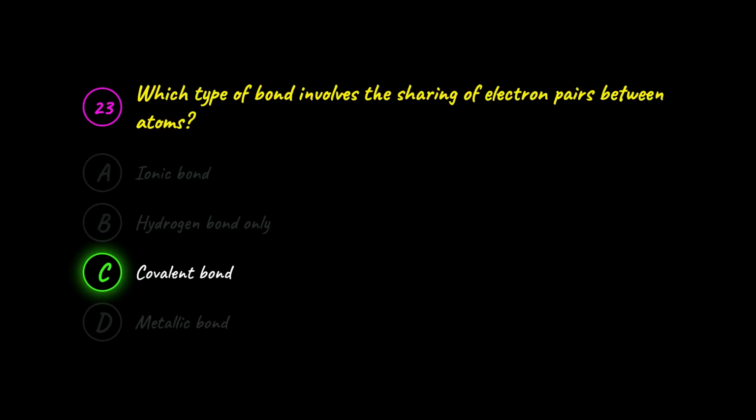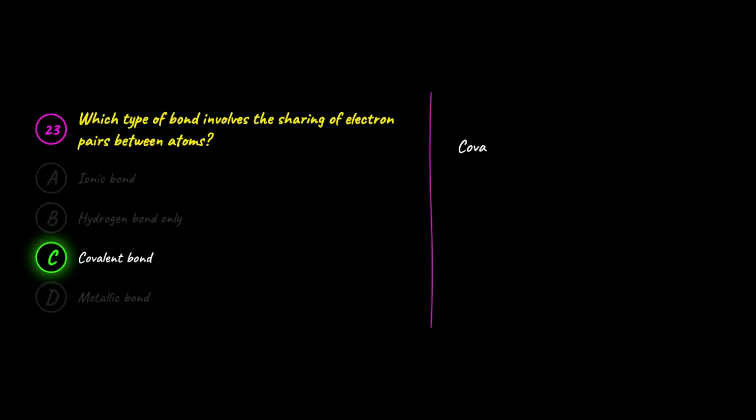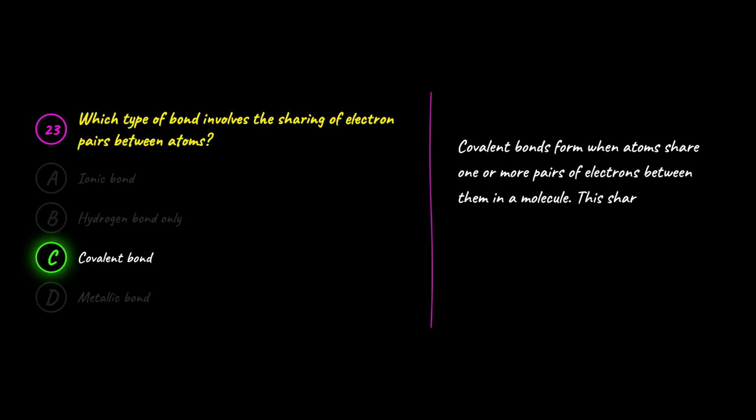The correct answer is C. Covalent bond. C is correct because covalent bonds form when atoms share one or more pairs of electrons between them in a molecule. This sharing allows each atom to achieve a stable outer electron configuration without transferring electrons completely between atoms.